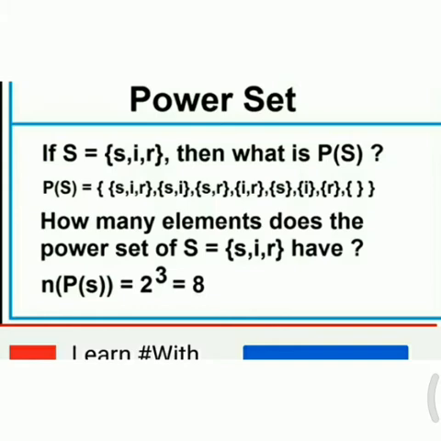Now the formula to find the number of elements present in the power set of a set is 2 power n. The formula is 2 power n. Here a set is given with 3 elements. So the number of elements in the power set will be 2 power 3, which is equal to 8.